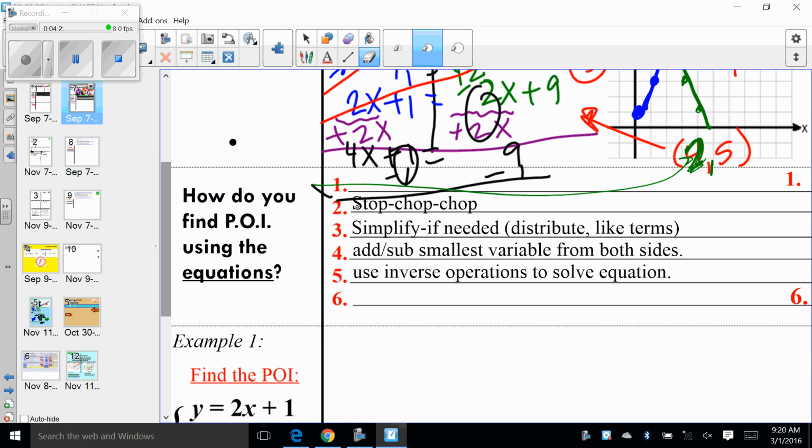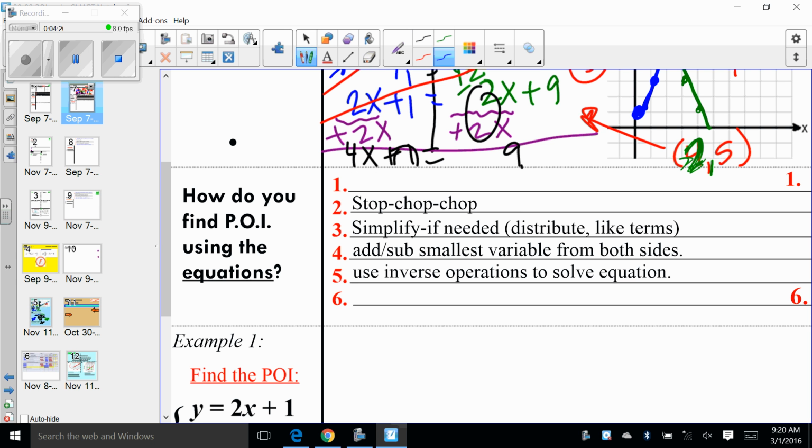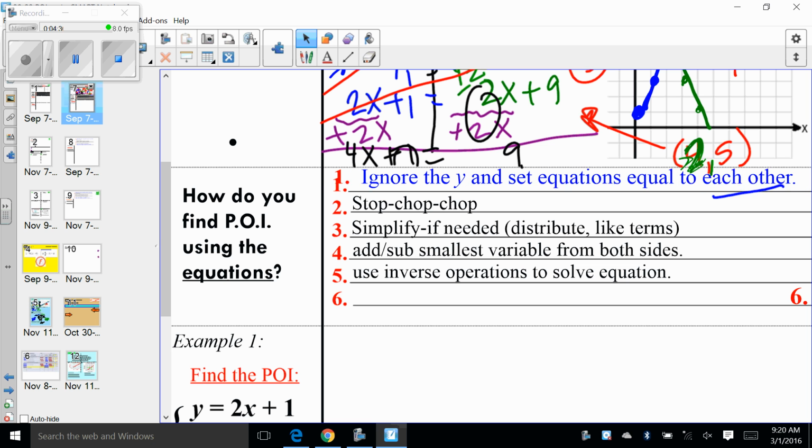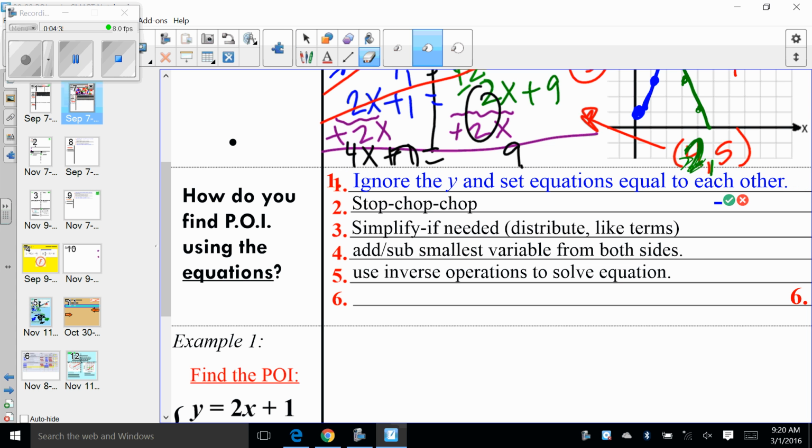So let's talk about what our steps are for solving. Step 1 is, this pen is giving me a hard time. We are going to ignore the y's and set the equations equal to each other like we just got done doing.